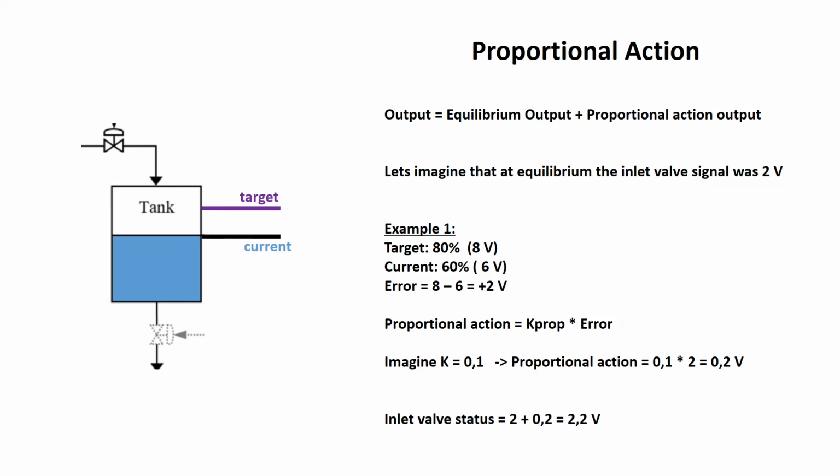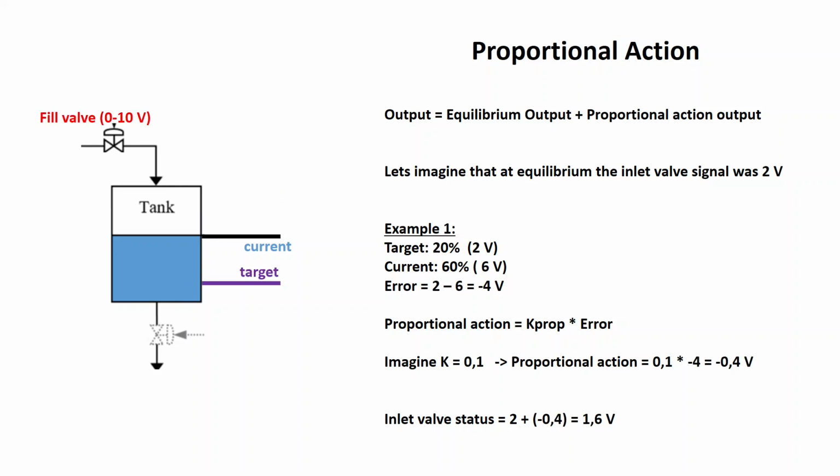So in this moment, the exit value, the value on the valve will be 2, which was the equilibrium value, plus 0.2, which was the proportional action output. So in this case, what the system is trying to do is elevate the equilibrium value into 2.2 so that the water rises.